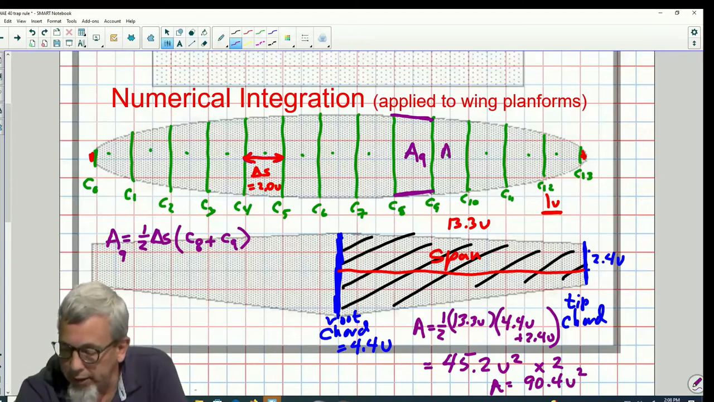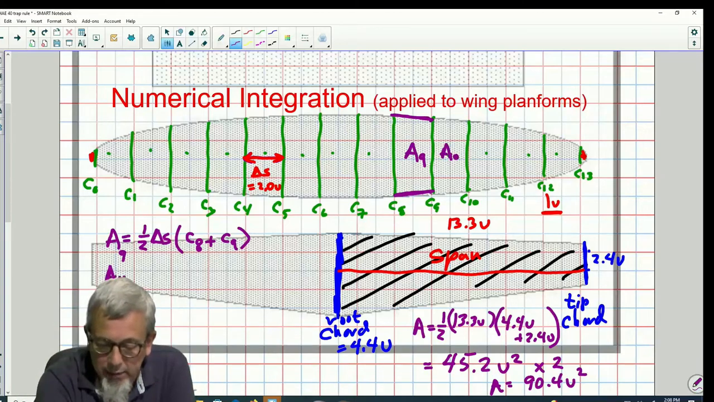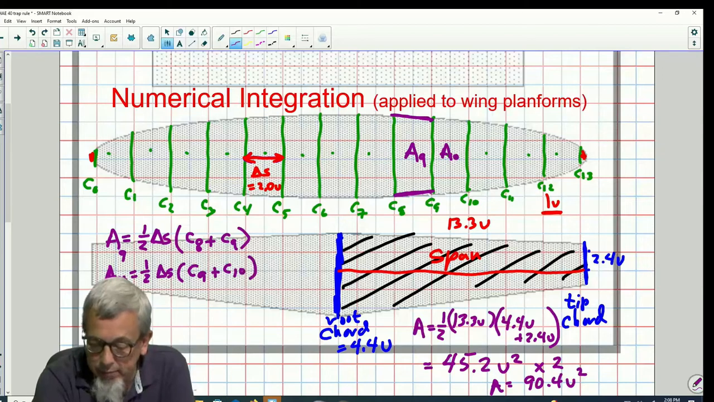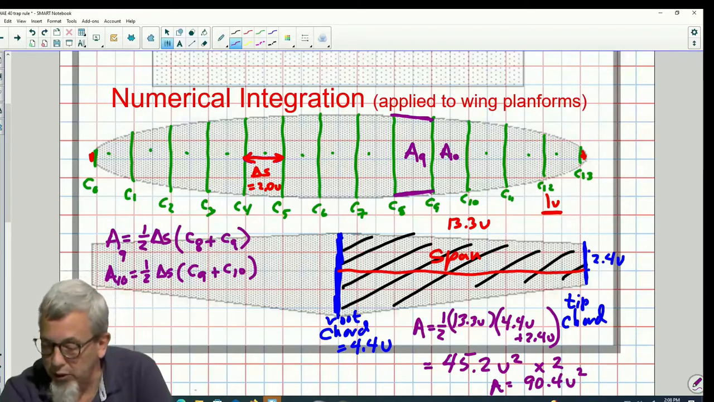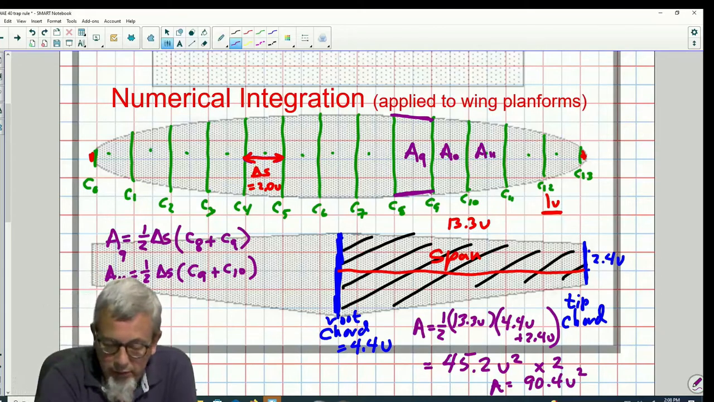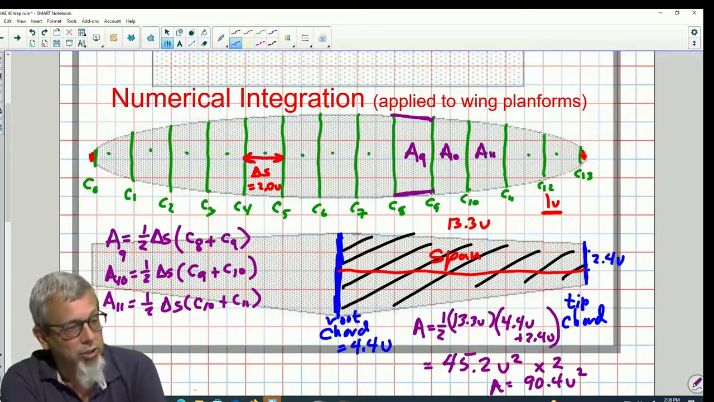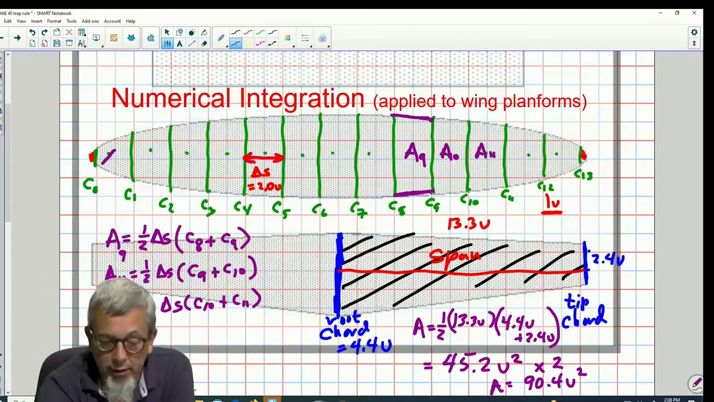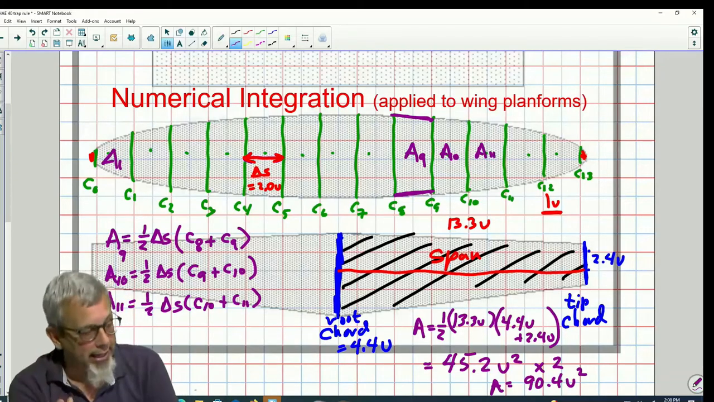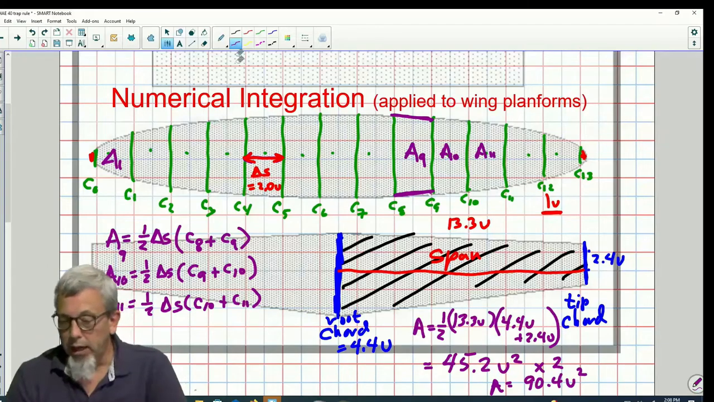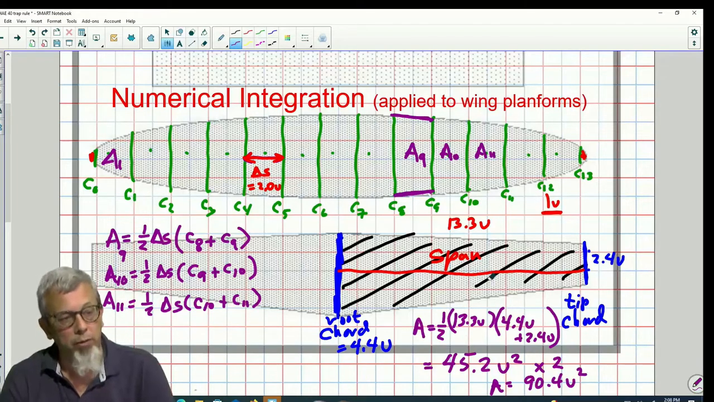Notice I could do that for all the areas. I could say, okay, what about area 10? And I could say area 10 is 1/2 delta S times C9 plus C10. And repeat the process for area 11. Area 11 equals 1/2 delta S times C10 plus C11. So hopefully you can see the process that's going on here. Okay, and now I started at A9. I should probably start back here over at A1, where A1 is 1/2 delta S times C0 plus C1. And notice as I do that, once I'm done, I'm going to take all of these areas and add all of them together to get the total area.